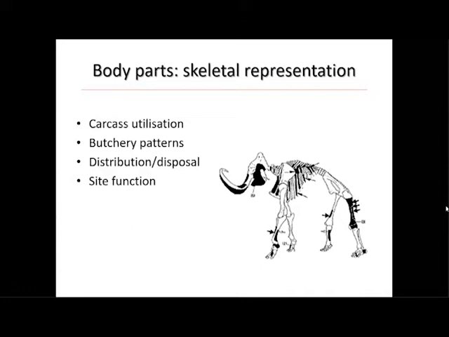You can also get information regarding butchery patterns. For example, if you do find cut marks on the distal elements, such as close to the phalanges or on the ribs, this may be alluding to disarticulation. If you find it on the long bones, it's usually associated with filleting. So it can also give you a bigger picture of how the hominins are not only using the animal, but how they're processing it.